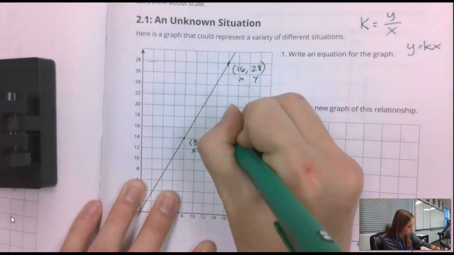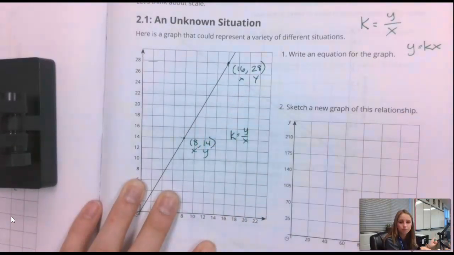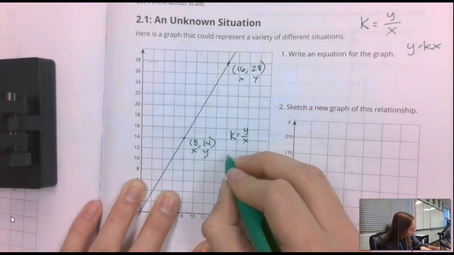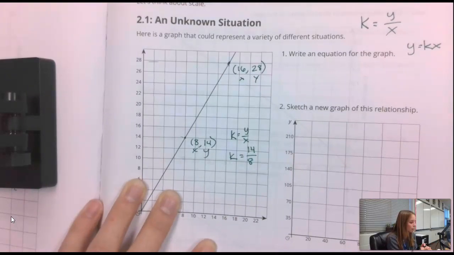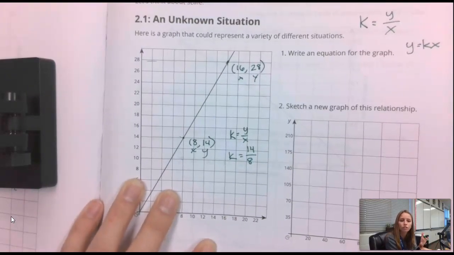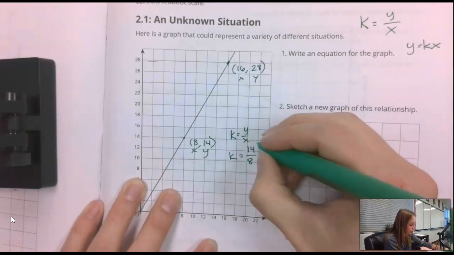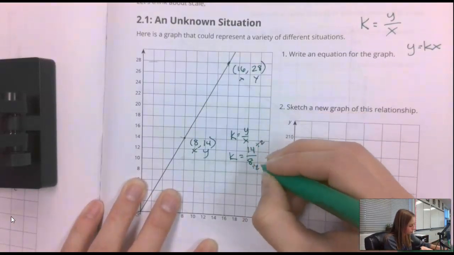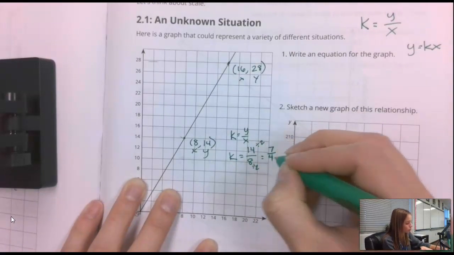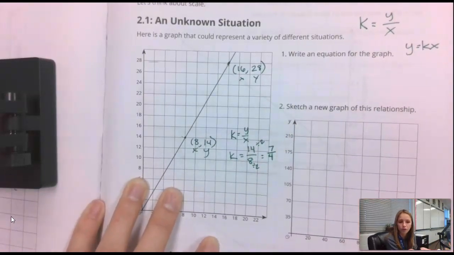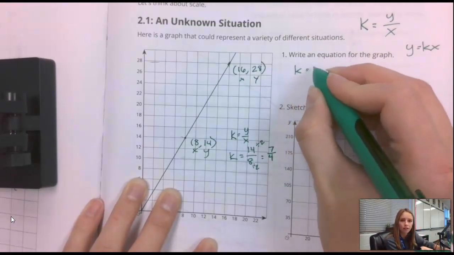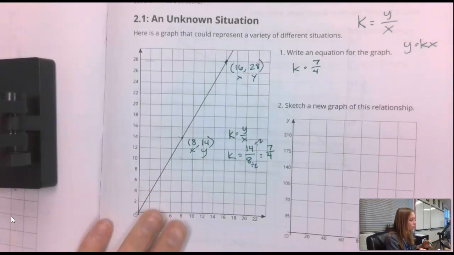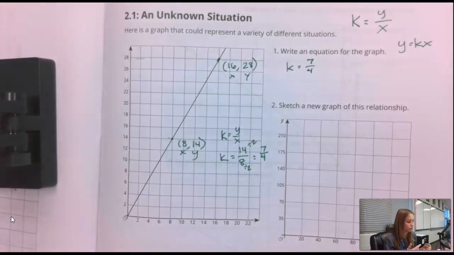So my constant is y over x, and so I'm going to put my y, which is 14, over 8. Now we can reduce this, okay? So let's reduce it by dividing both of these numbers by 2. If we do that, we end up with 7 over 4. We can't reduce that anymore because we can't divide 7 by anything besides itself and 1. So our constant for this line is 7 over 4.